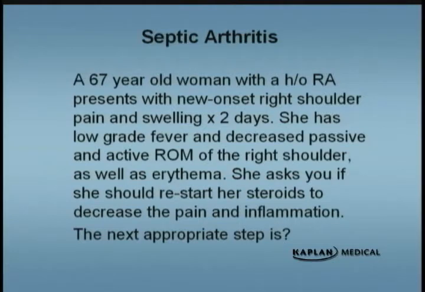And of course, the next appropriate step in this case is to do a joint aspiration, and what you're going to find in the joint aspiration in this case is white cell count of over 50,000. Remember, that is diagnostic for septic arthritis. Anything over 50,000 is diagnostic of septic arthritis. Even if you don't find the organism, which you don't find most of the time, you have to treat for septic arthritis.